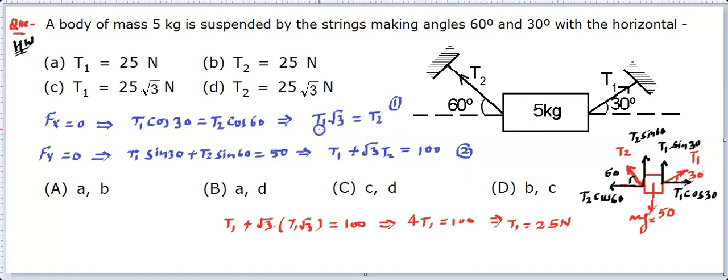You can substitute this value of T1 over here, so you can get T2, and T2 will turn out as 25 root 3. Now you can see which options are matching. So T1 must be 25, yes, that's 25. T2 must be 25 root 3, so that is A and D. So you search A and D, so properly answer B becomes the correct answer. Hence B is the right answer.